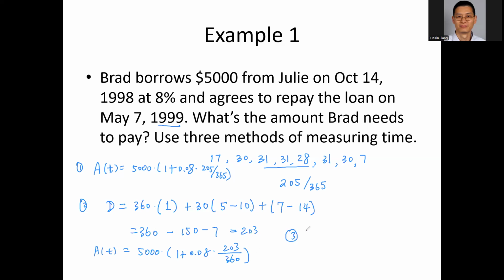And for 3, it's the banker's rule. A of T equals 5,000 times 1 plus 0.08 times the actual, which is 205, divided by 360. And you can see this number is bigger than this number, is bigger than this number. Okay, it favors the banker. And the values will be here.